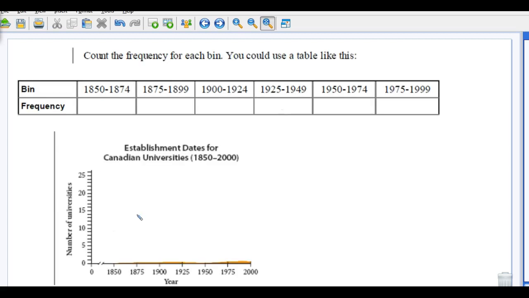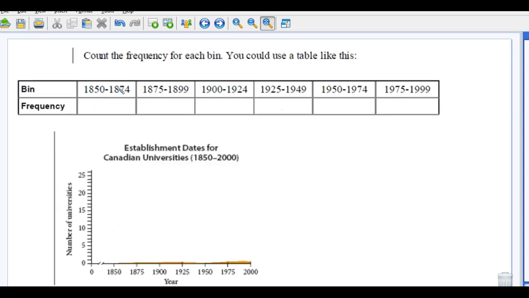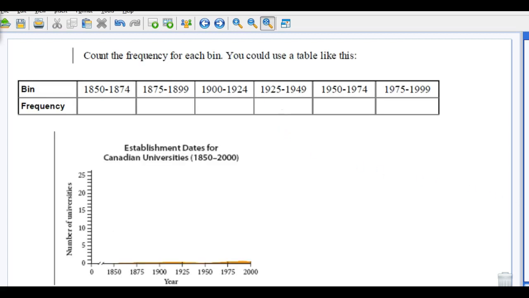Alright, so when we look at our data, we're going to start not at 1852, but at 1850, and go up by 25 years. So 1850 to 1874, that's 25 years. All of them are 25 years. Now, what is the frequency for each one? How many do we have from 1850 to 1874? 1874 would be a cutoff right here. So we have 1, 2, 3, 4, 5, 6, 7, 8, 9. So in the first one, we have 9.